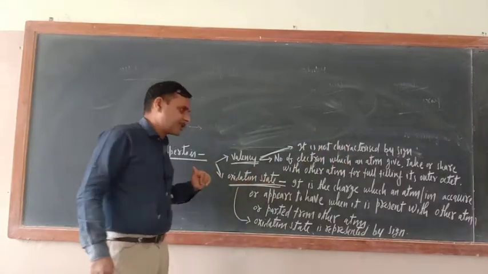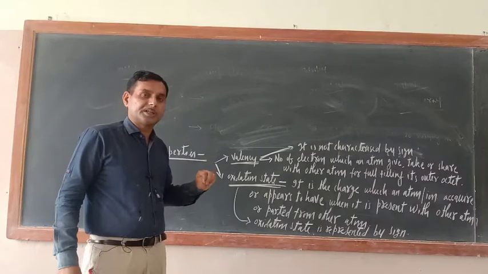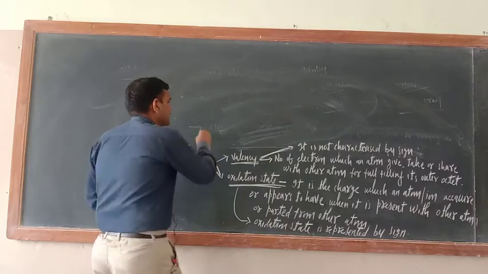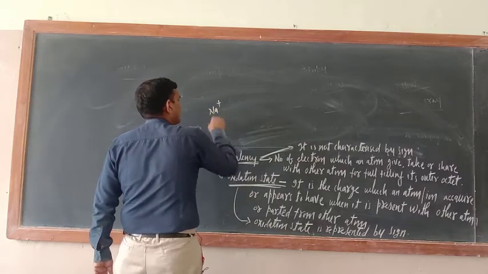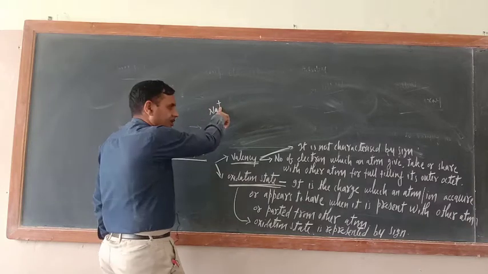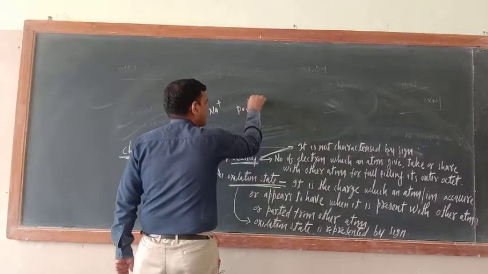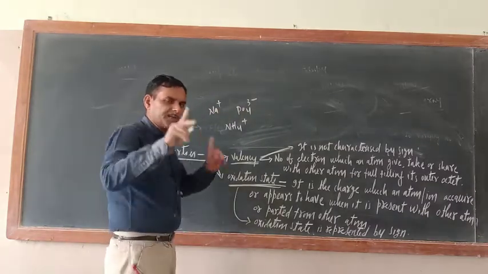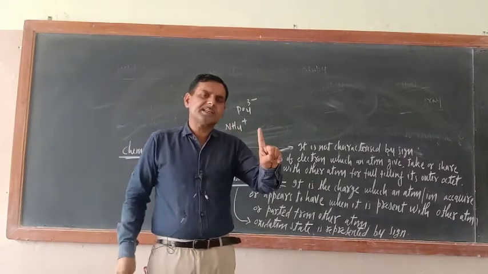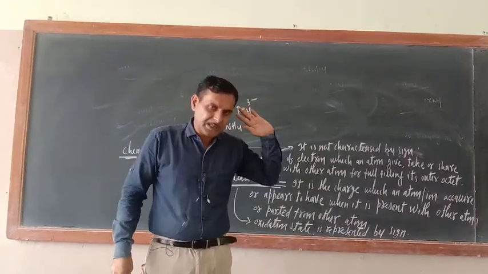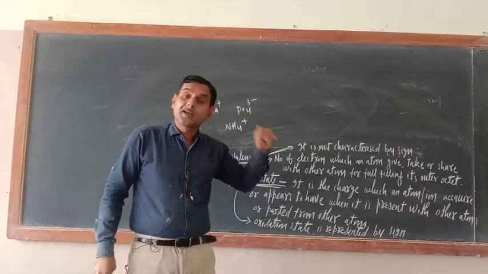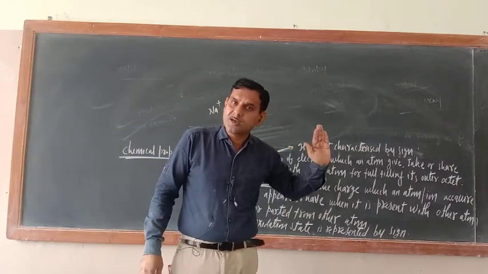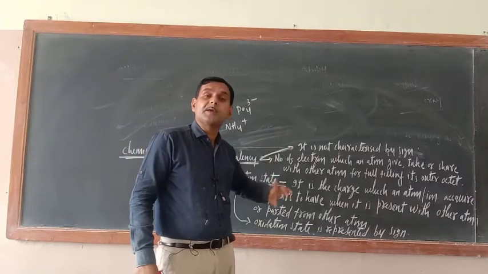Now what is the oxidation state? Oxidation state is nothing but a charge. You are writing Na single positive, so this is charge. This is oxidation state. PO4 3 negative, NH4 single positive, this is charge. So the first difference is clear. Valency is number of electrons. And oxidation state is charge. Charge may be positive, may be negative.